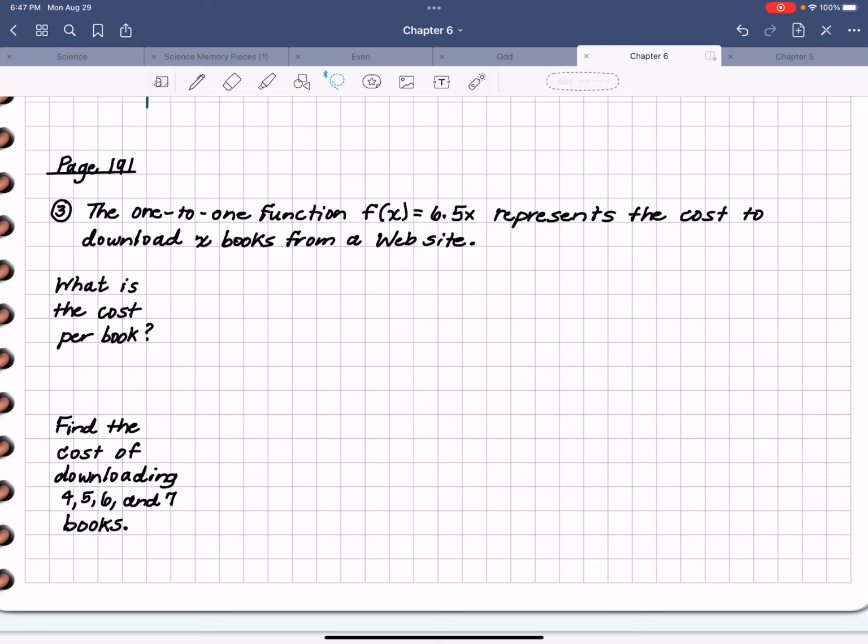The one-to-one function f of x equals 6.5x represents the cost to download x books from a website. And they want us to tell what is the cost per book and to find the cost of downloading 4, 5, 6, and 7 books.